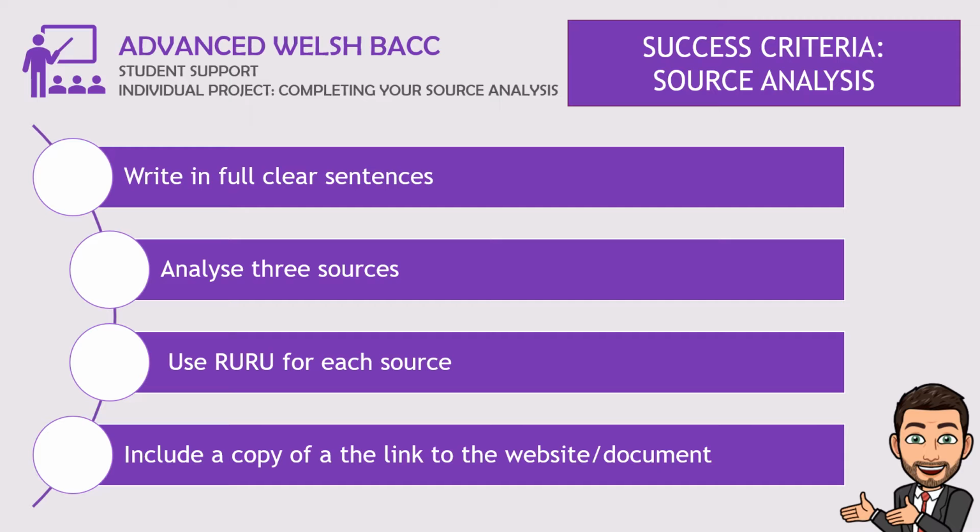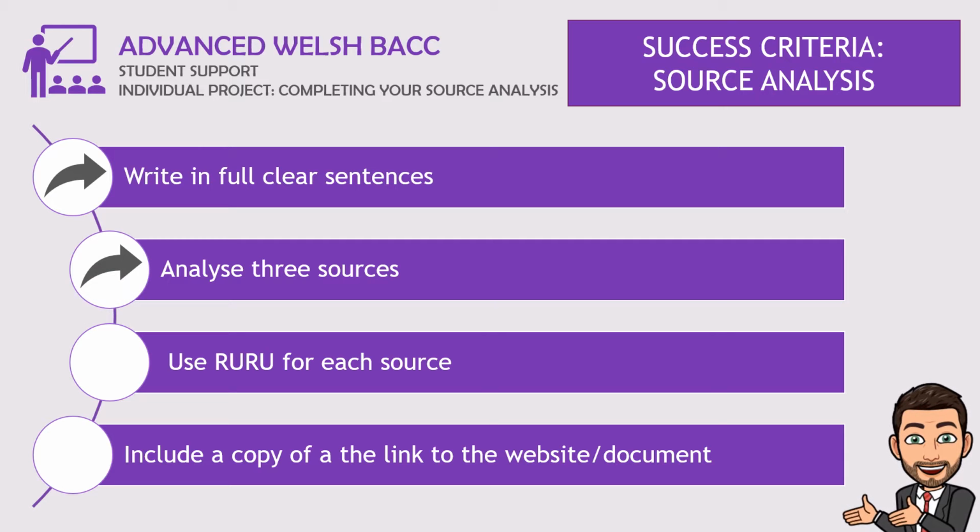Hi everyone, just a reminder that your source analysis is a detailed analysis of the reliability and trustworthiness of the sources that you've used for your secondary research. So the success criteria for the source analysis is that you need to write in full, clear sentences. It is a piece of writing, so it needs to be written in that way and well expressed.